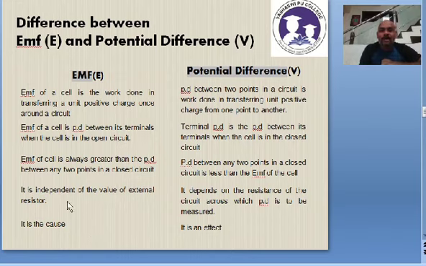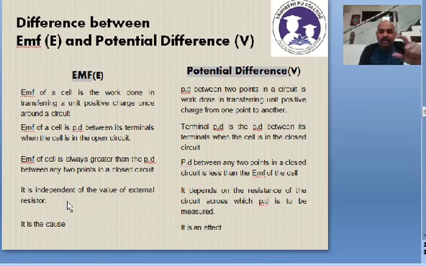So EMF is independent of the external resistance. For example, if you go and purchase a dry cell of 1.5 volt, that 1.5 volt represents the EMF of the cell. It is irrespective of what you are connecting it to. You may connect that cell to a resistor of 1 ohm, or to a resistor of 5 ohms. So the EMF of the cell does not depend on the external resistance that you have connected.